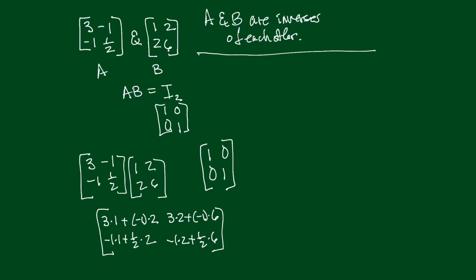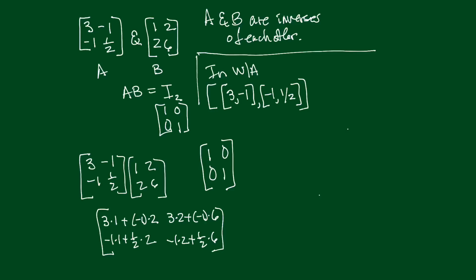Now, if you want to do this in Wolfram Alpha, here's what you would type. Open up the first matrix. They're going to be the same size. So the first row would be 3, -1, close, that's the first row, comma. The second row would be -1, 1/2, like that. Close it.